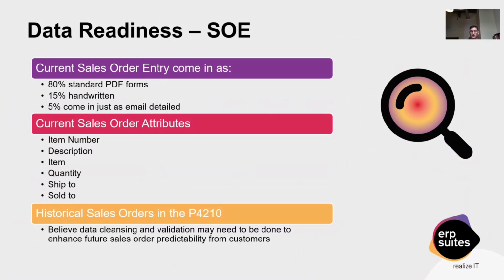So this is what we do with the customer. We check the data. We've done the data cleansing and data validation of the sales order entry, and we believe that more data validation and cleansing may need to be done because this will enhance future predictability for customers that we talked about in phase 2 when we were talking about the phased approach. So again, just an example of what potentially may come up in that section.